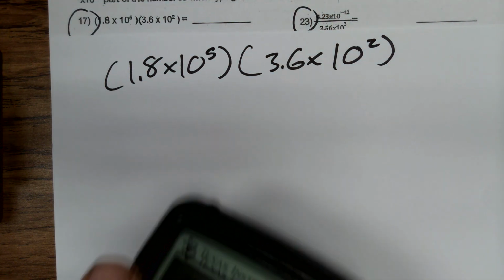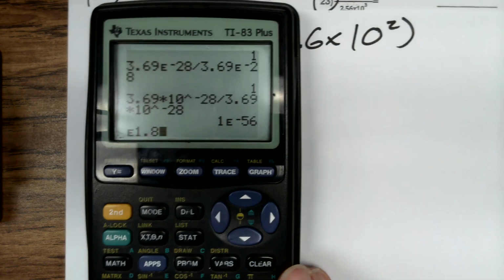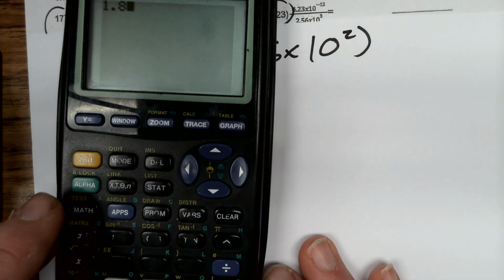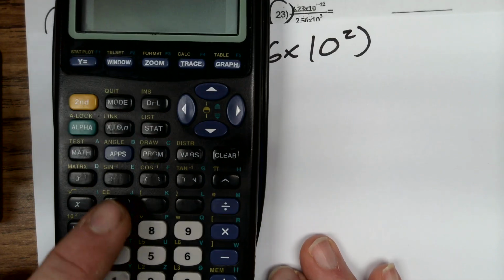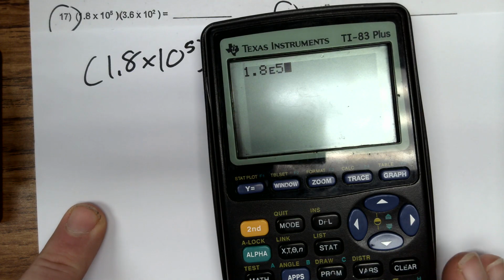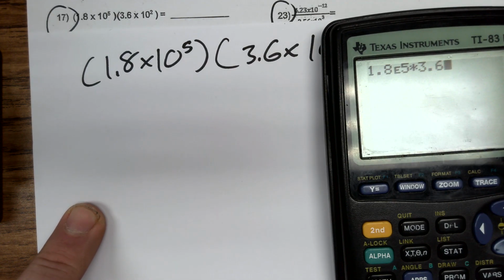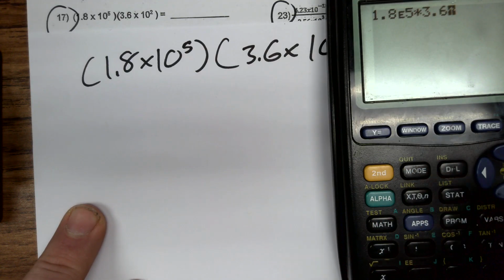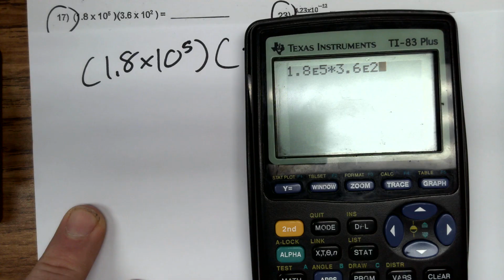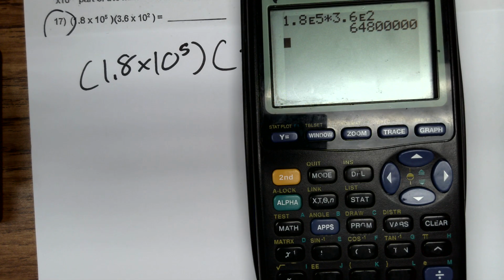Now if I put that in my calculator, 1.8, second E, 5, times 3.6, second E, 2, I get a super long number.